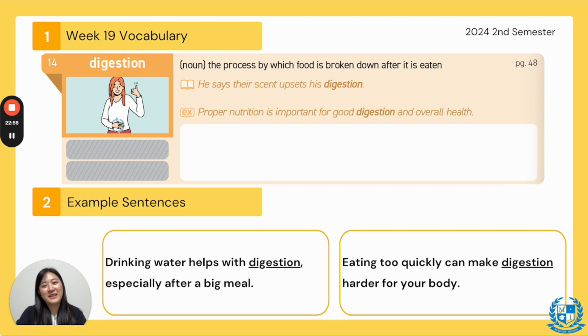Next one, another thing about eating, because this is digestion, it says eating too quickly can make digestion harder for your body. So please, when you're eating, slow down. You don't want to gobble all your food. You have to slow down so it helps with your digestion, okay?